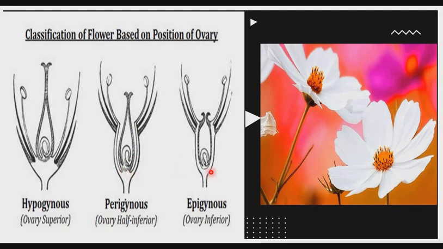Okay, now in the epigynous flowers like canna lily, guava, and sunflower, they have an inferior ovary.